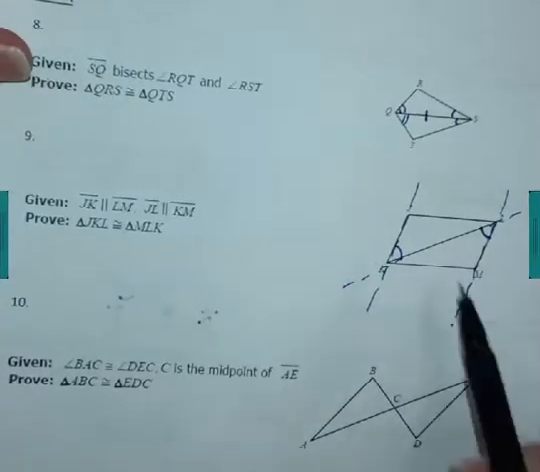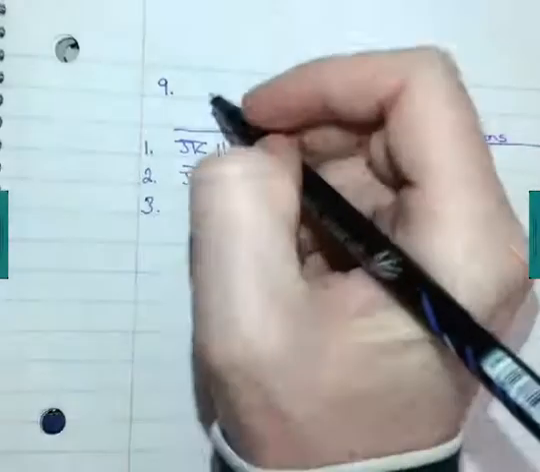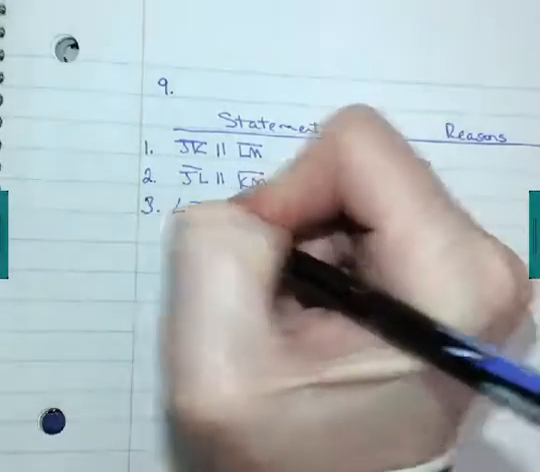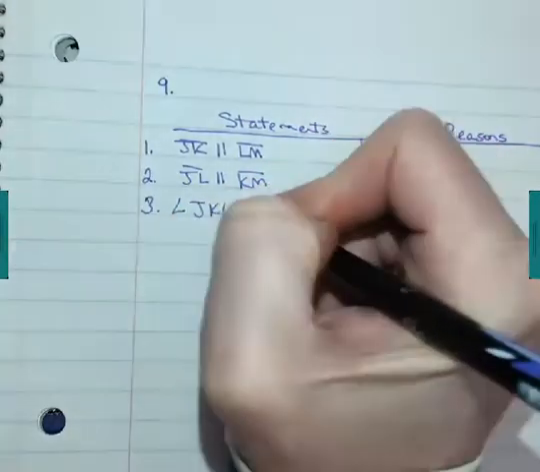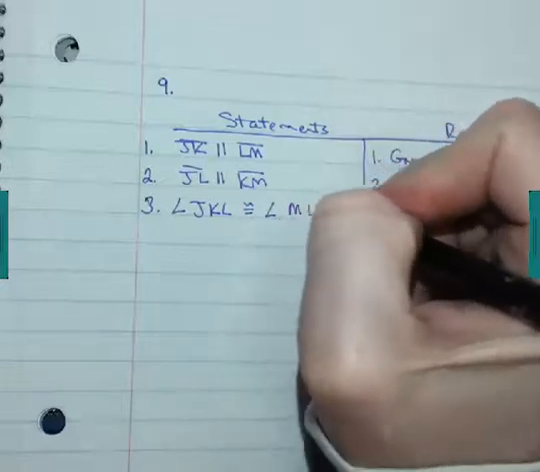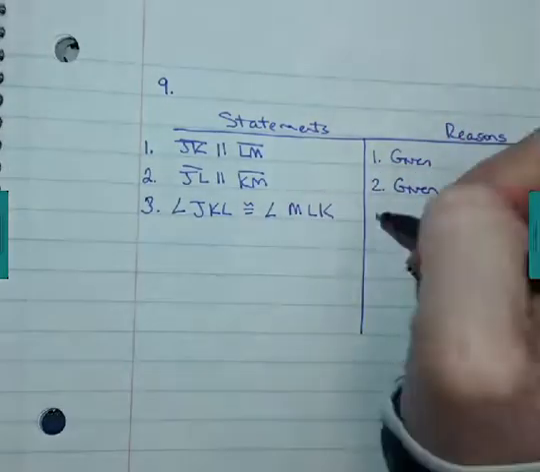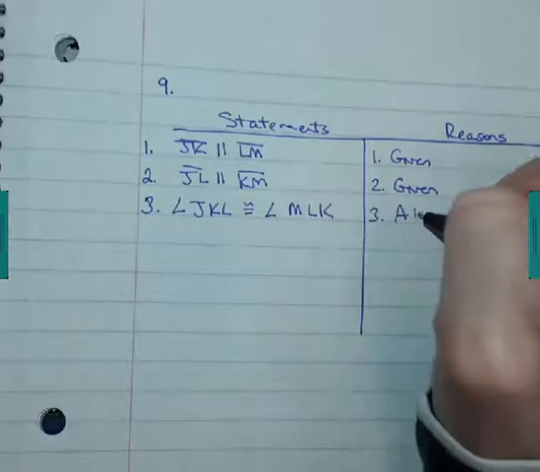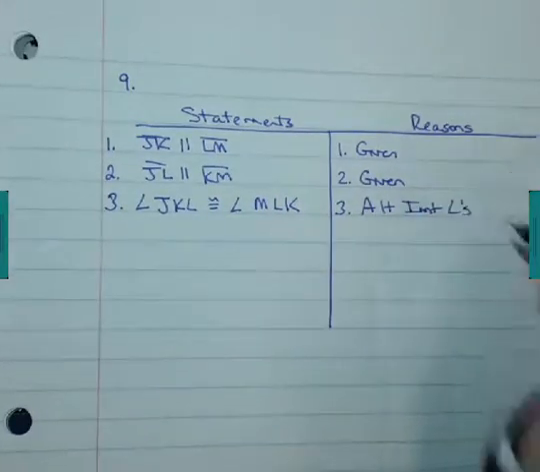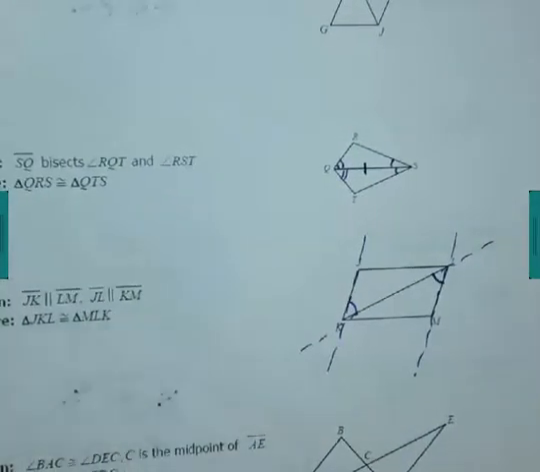So we want to write this angle relationship out. We are going to put on our sheet here that angle JKL is congruent to angle MLK, and our reasoning for that is alternate interior angles. Right. Now we want to look at the other parallel lines. Use a different color for that.